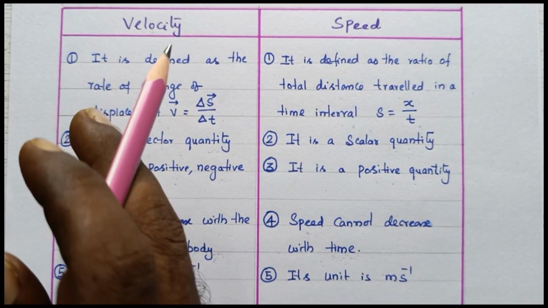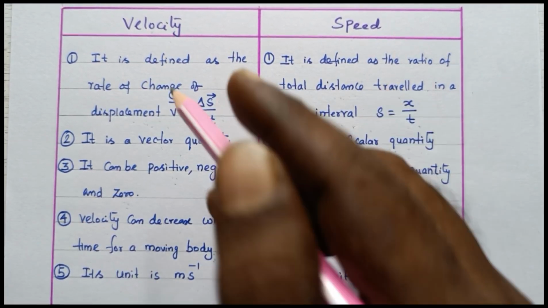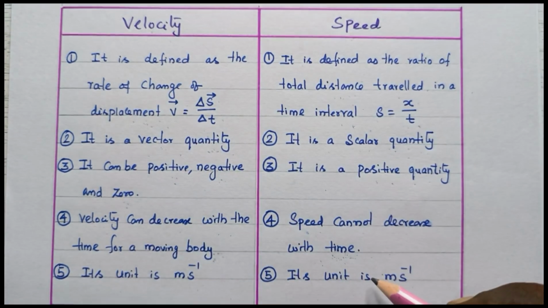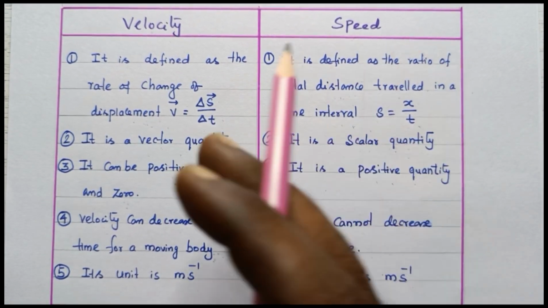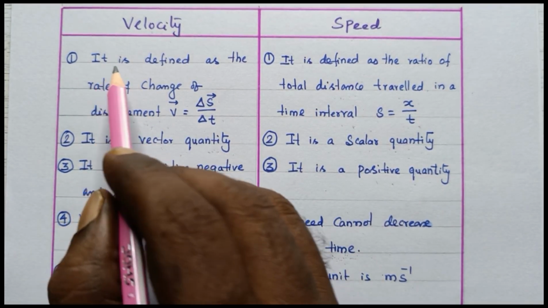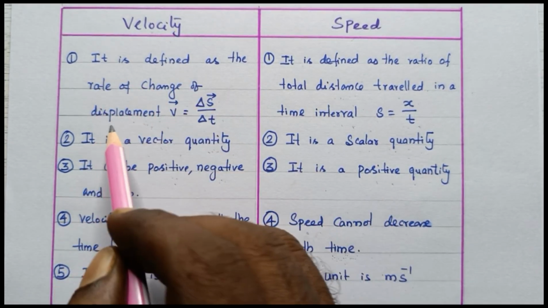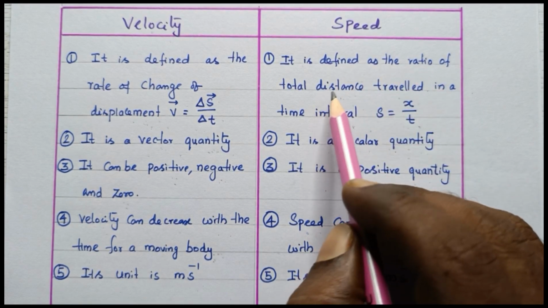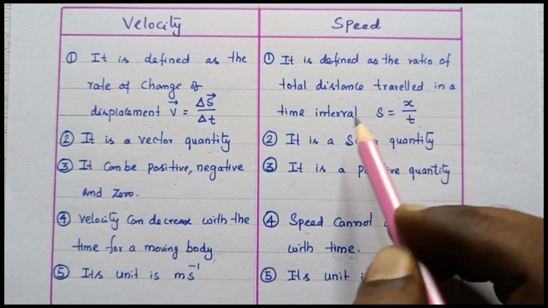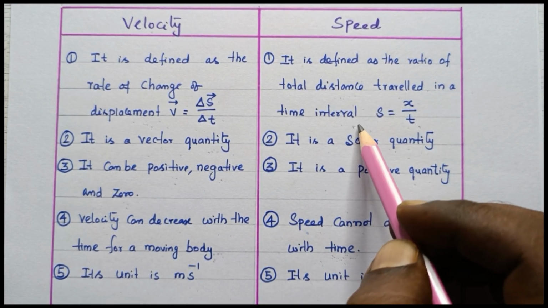This is a comparison between velocity and speed. velocity முதல் காலத்திலயும் ஸ்பீட் இரண்டாவது காலத்திலயும் எடுத்துக்கறோம். ஃபர்ஸ்ட் பாயிண்ட்ல velocity and speed உடைய definitions எழுதிக்கணும். Velocity is defined as the rate of change of displacement. Speed is defined as the ratio of total distance traveled in a time interval.